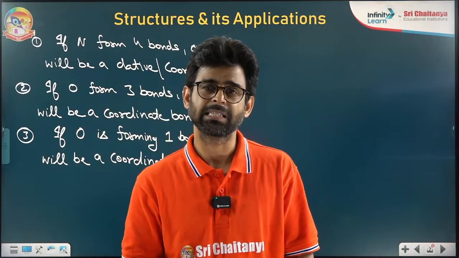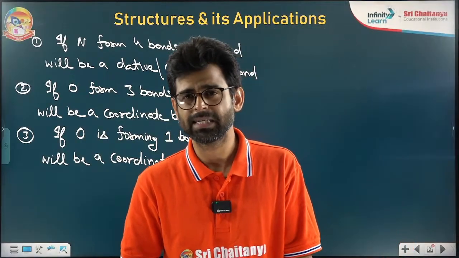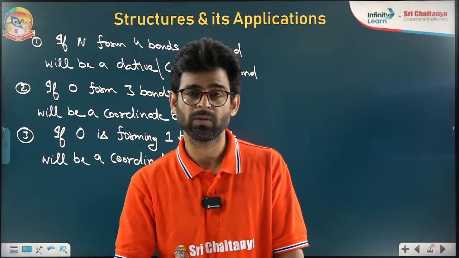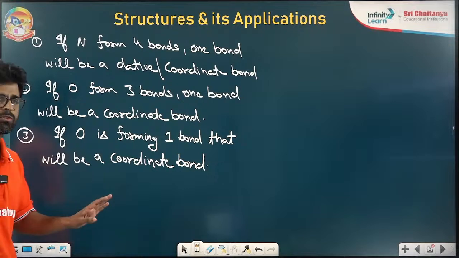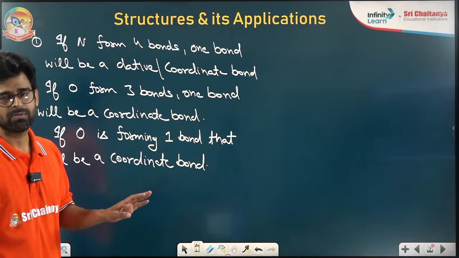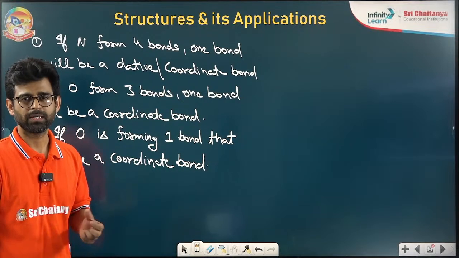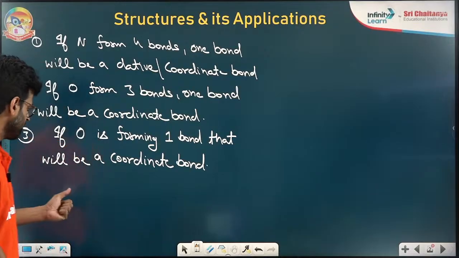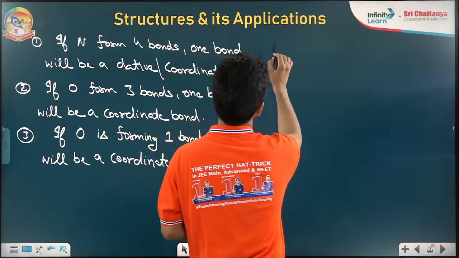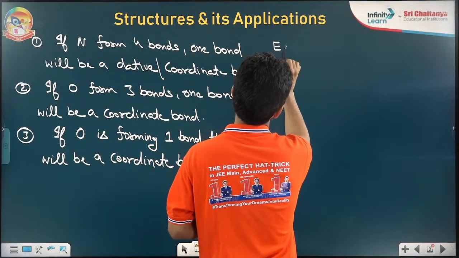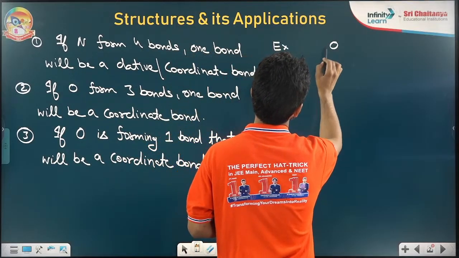They can never expand their octet, right? They can't have more than 8 electrons. I told yesterday, okay? So these 3 points you keep in mind. Most of your questions will be solved of the type of dative bond or coordinate bond, right? If I'm giving one example, I'm making one structure here and then you have to think, is it having a coordinate bond or not?